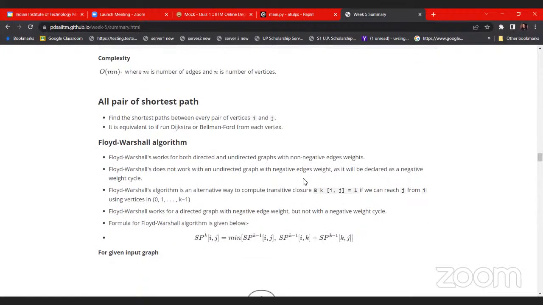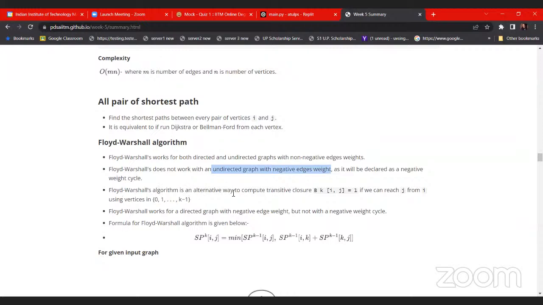Okay, so these are some important points. Floyd-Warshall works for both directed and undirected graphs with non-negative weights. Same things as the Bellman-Ford algorithm. So we can apply the Floyd-Warshall algorithm on directed and undirected graphs with positive weights. Floyd-Warshall does not work with an undirected graph with negative weights, because in an undirected graph a negative edge is considered a negative weight cycle. So we cannot apply this algorithm.